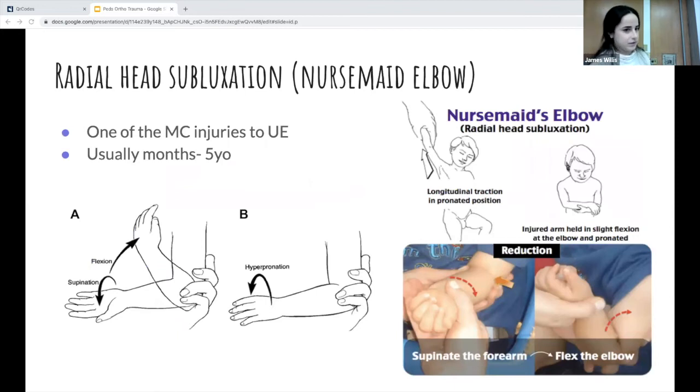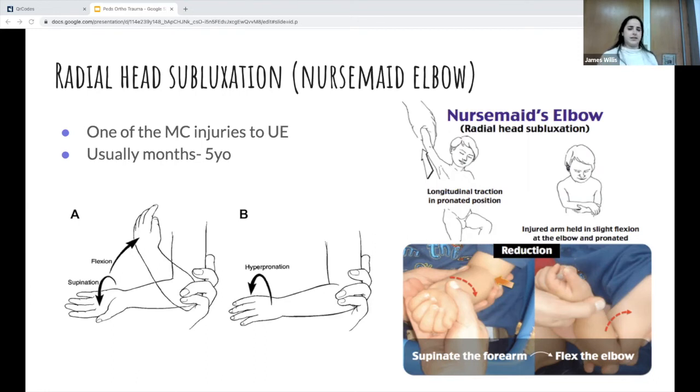Nursemaid elbow. This is one of the most commonly seen injuries in pediatric patients. It can usually happen from any month, like 4 months. There have been cases reported from 4 months, 6 months, up to 5 years old. Here, the patient usually is going to present with the arm held in slight flexion, and he's going to refuse movement.